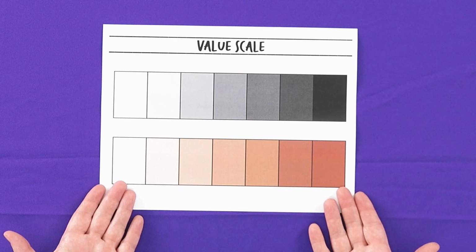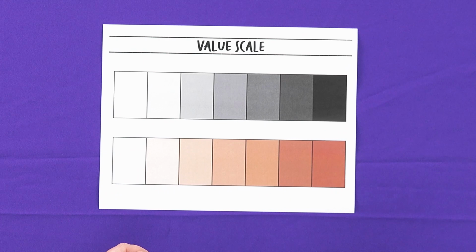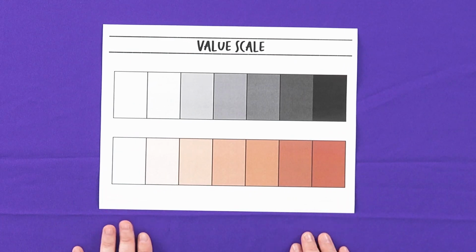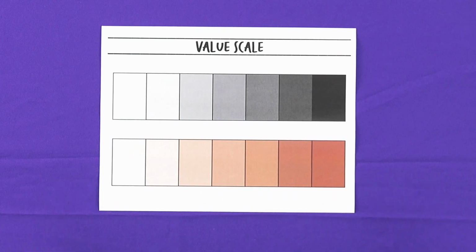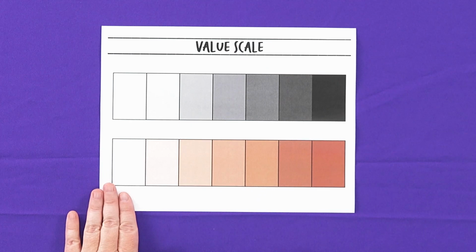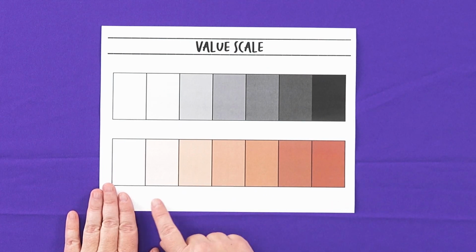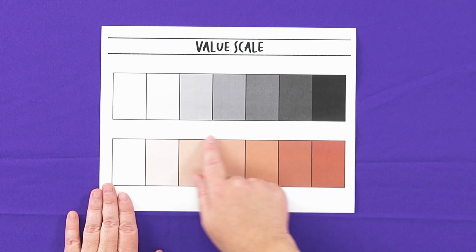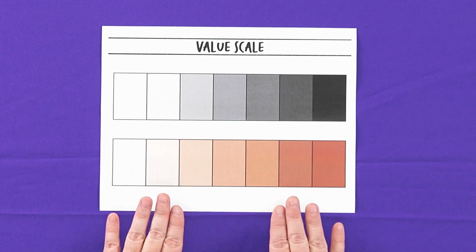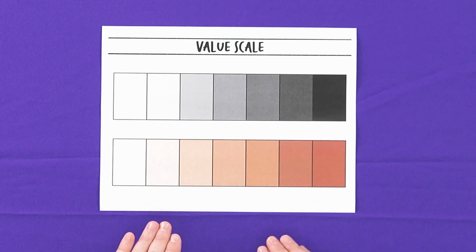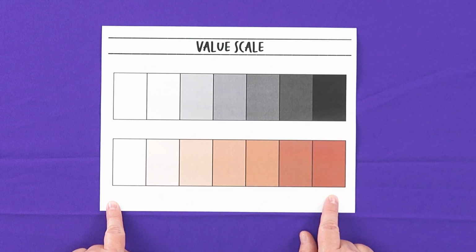When we talk about a range of value, we are referring to a value scale. A value scale is a rectangular shape that is divided into sections showing different values ranging from light all the way to dark. You can see in this example 7 value steps ranging from white to black with several grays in between. Value scales can also be created using color. Here is the same example, but this time using the color red.